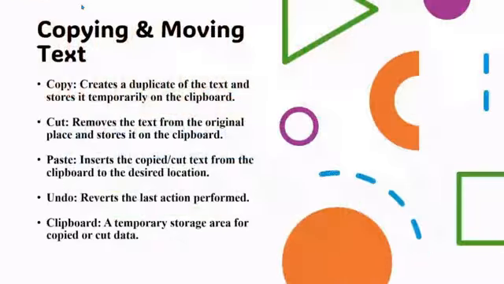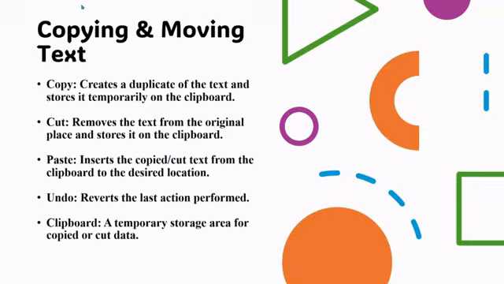Now moving right along, we have some terms that are related to copying and moving. So copy, what do we mean by copy? Copy is when you create a duplicate of the text and store it temporarily on the clipboard. When you have removed the text from the original place and you store it on the clipboard, you're actually cutting. So copy creates a duplicate, while cut removes the text from the original place.